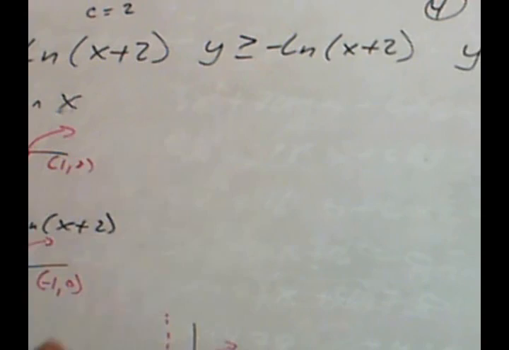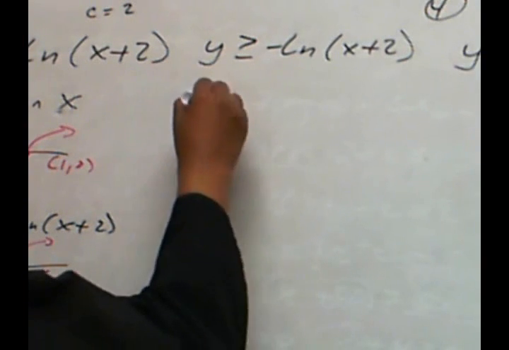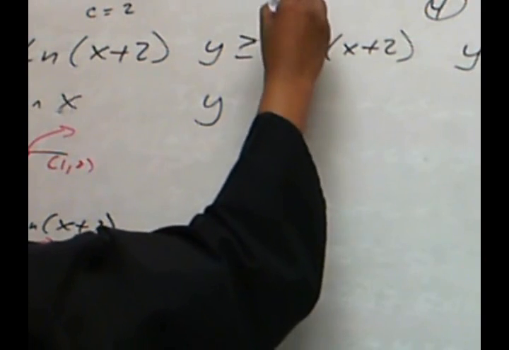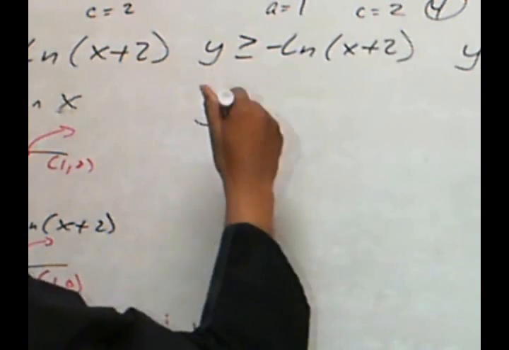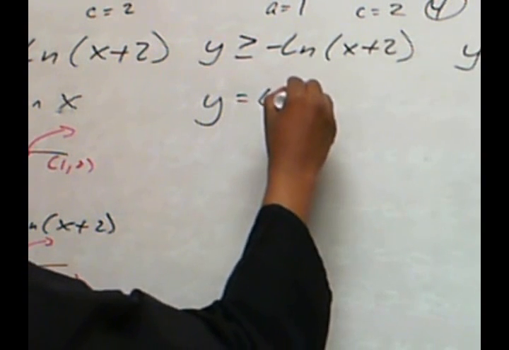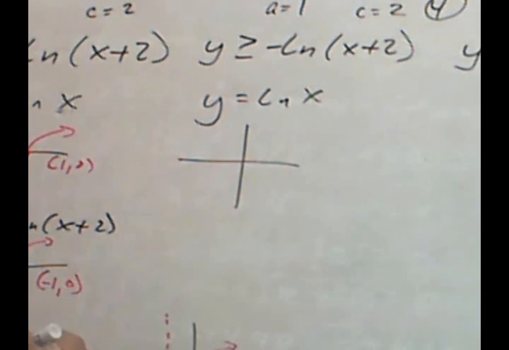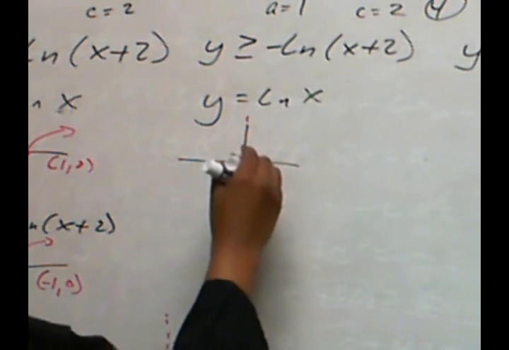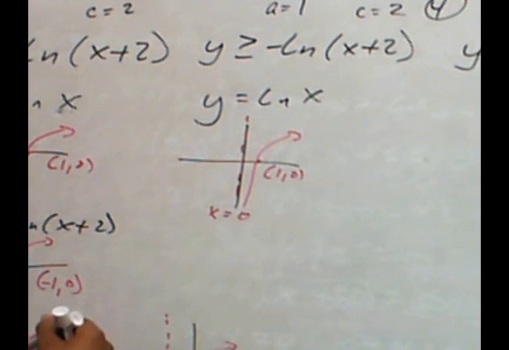Now, let's graph this one right here. Let's get another pen. This negative is an A parameter, which is 1, and this is a C parameter, which is 2. We're going to remove all the parameters, and we get natural log of x. The natural log of x has a vertical asymptote of x equals 0, a point of (1, 0), and rapid to slow increase.